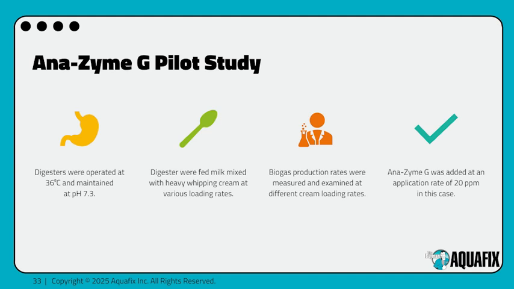The digesters were operated at 36 C and maintained at pH 7.3 for the duration of the study. We were feeding them a similar feed to the Enzyme P study we were just running, but we increased the loading rates to be quite a bit higher because we were hoping to strain the system enough that it wasn't able to get through the feed substrate between feeds. So we'd actually see if there was a meaningful increase in gas production in that environment. We're measuring biogas production rates in this case with gas flow cells. And Enzyme G was applied at a fairly high dose rate of 20 ppm, because we wanted to have as distinctive results as possible.